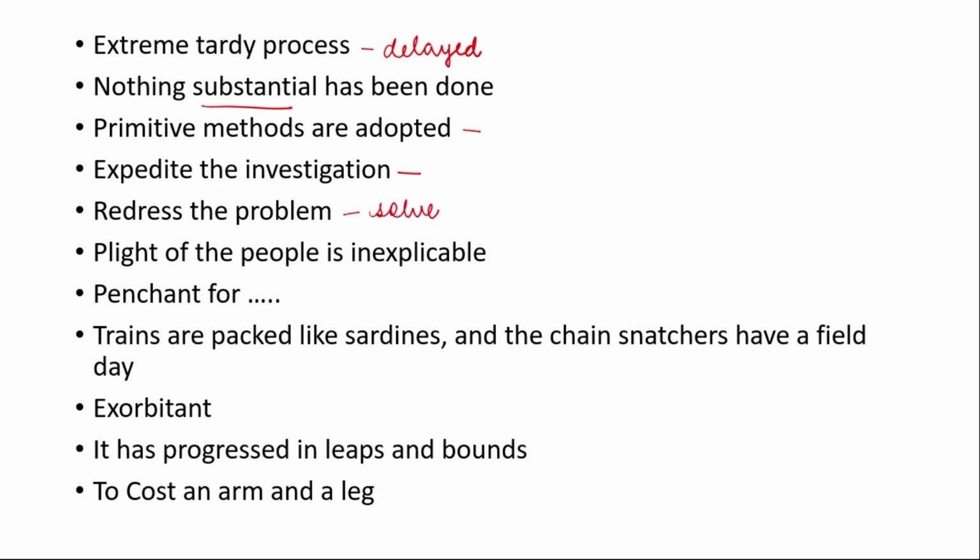Again, an important word. The plight of the people is inexplicable. The plight is the situation of the people. Inexplicable means just like what the word sounds, cannot be explained. Penchant for. Penchant means I have a liking for. So I have a penchant for art, or I have a penchant for reading.